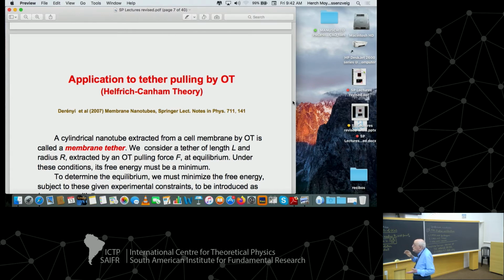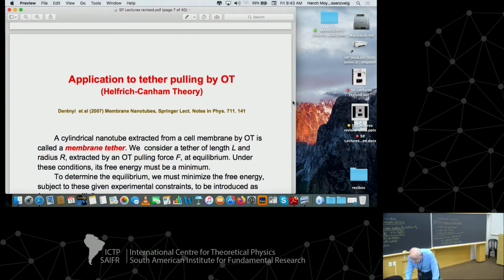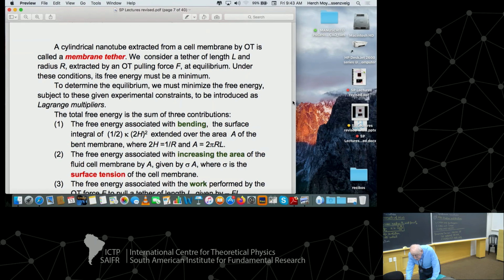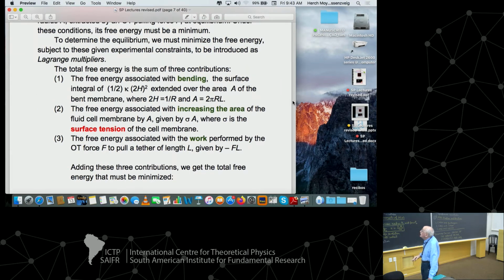Under these conditions, the free energy must be a minimum. So to determine the equilibrium, we must minimize the free energy subject to the experimental constraints, which are introduced as Lagrange multipliers. The total free energy is the sum of three contributions. First, the free energy associated with bending, which is the surface integral of half the curvature squared.